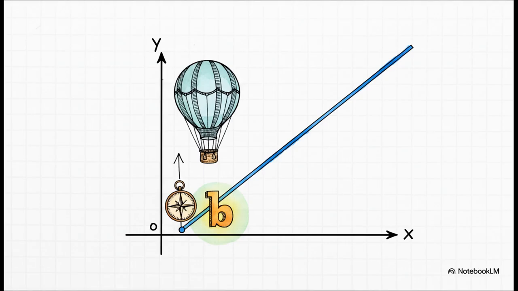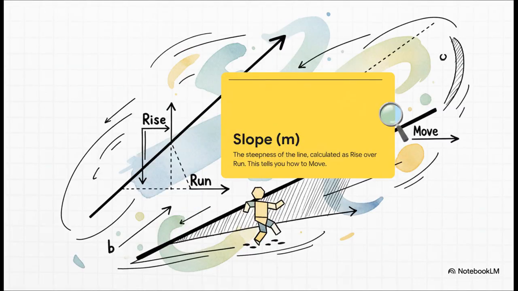Simple as that. Next up is m, and m stands for the slope. The slope just tells you how steep the line is, and we figure it out using a little formula called rise over run, which is just how far you go up or down, and then how far you go across. So if b is where you begin, then m tells you how to move.